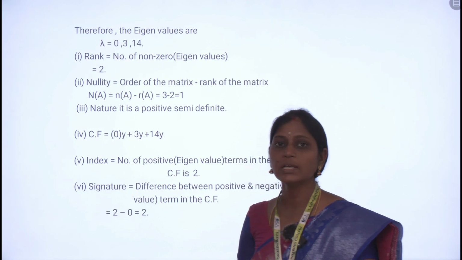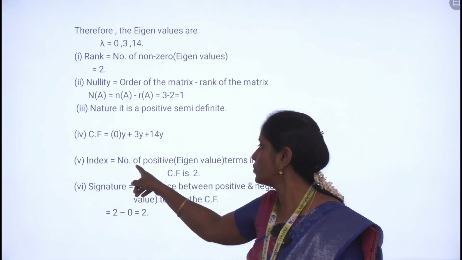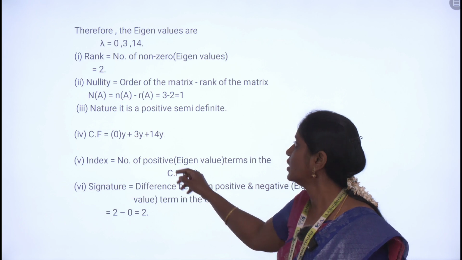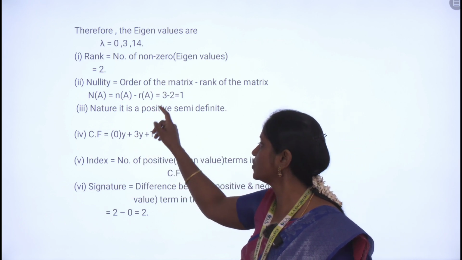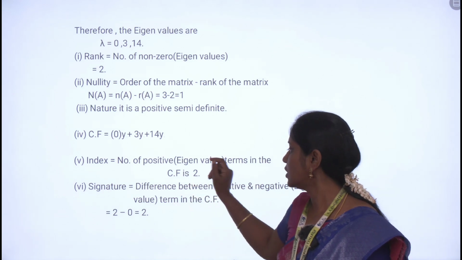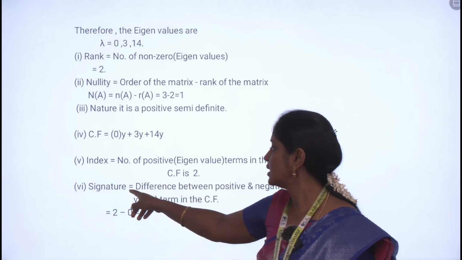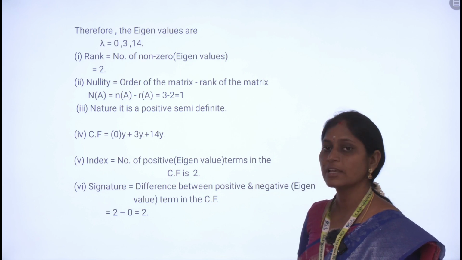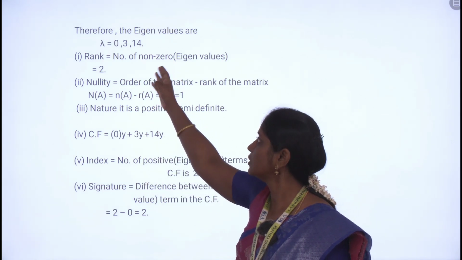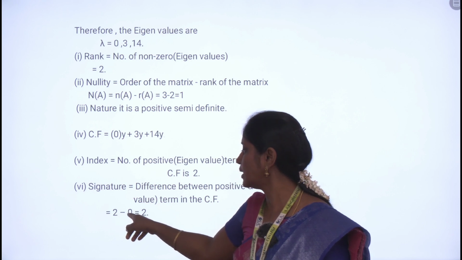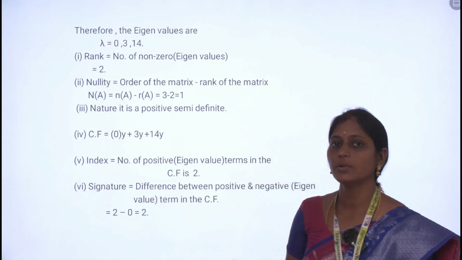Next, we can discuss the index. Index equal to number of positive eigenvalue terms in the CF. In the CF, there are only two positive eigenvalues, that is 3 and 14. Therefore, this is equal to 2. Signature is the difference between positive and negative terms in the CF. Here no negative terms, 3 and 14 are positive terms, so that is equal to 2 minus 0, that is equal to 2.